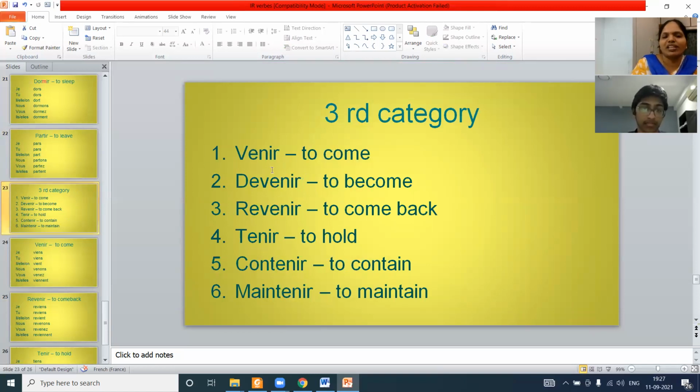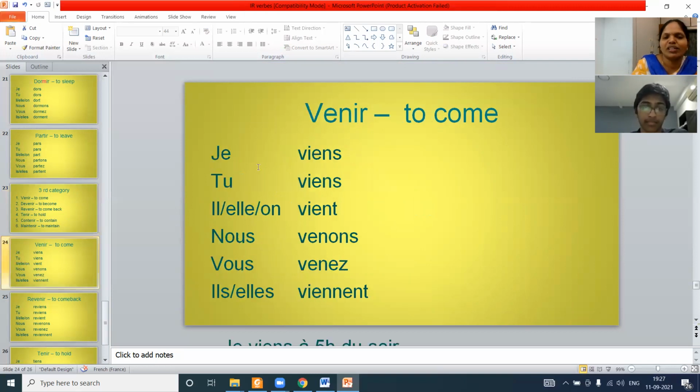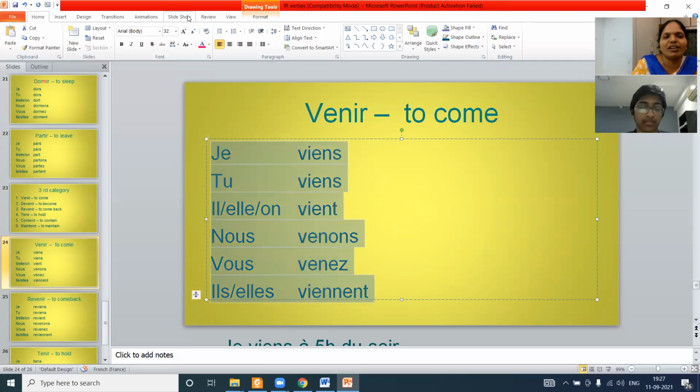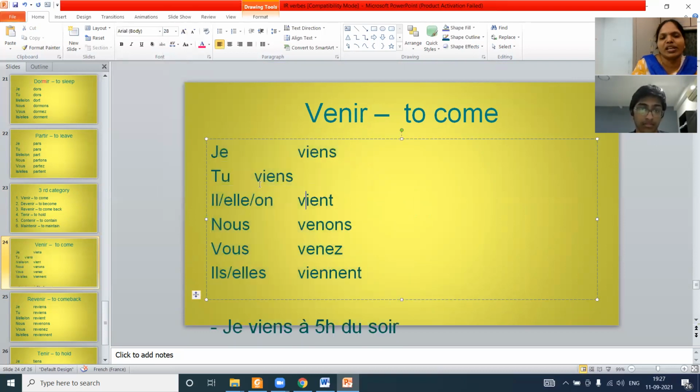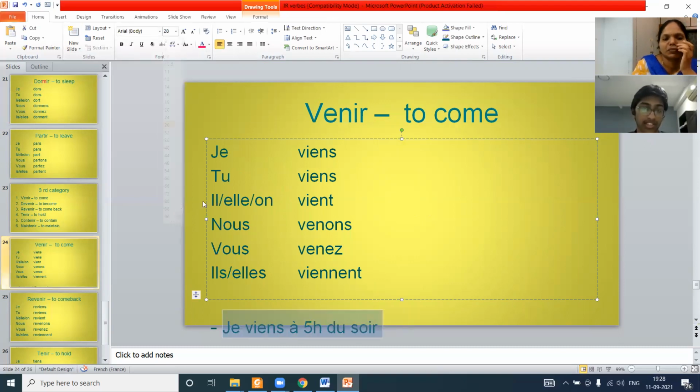Fine. So, third category: venir, devenir, revenir. Venir is to come. Devenir, to become. Revenir, to come back. Tenir, to hold. Contenir, to contain. Maintenir, to maintain. This is irregular, totally. See how it will be: je viens, tu viens, il vient, elle vient, nous venons, vous venez, ils viennent, elles viennent. It doesn't follow any rule; it is just following its own.